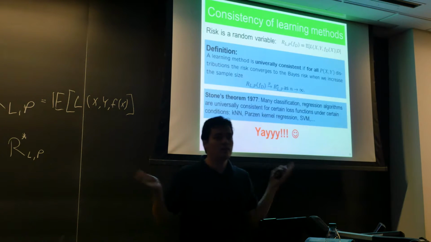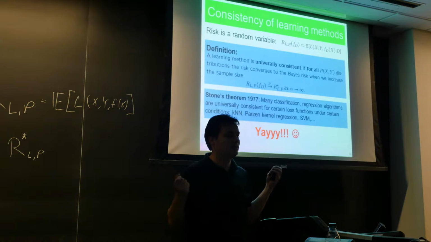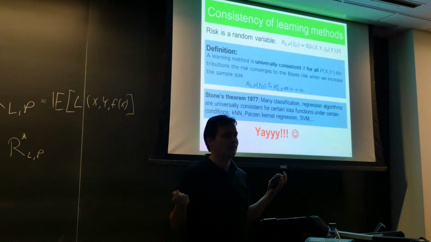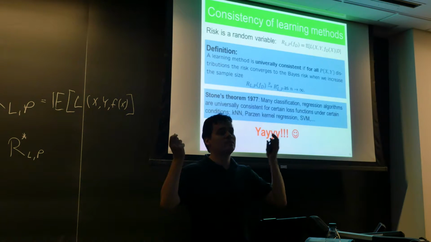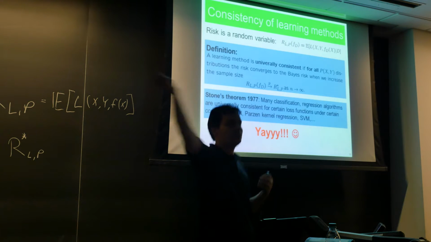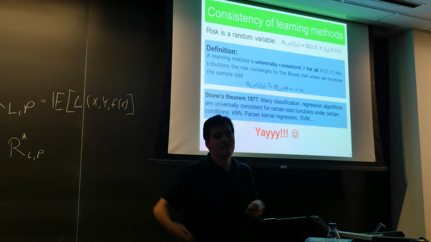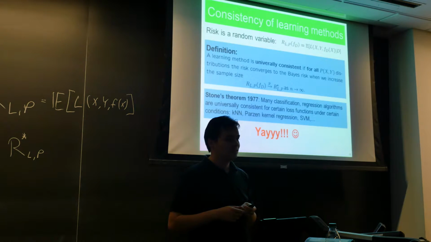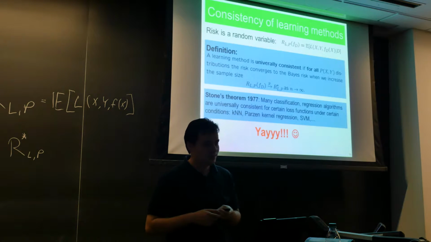And then we are done. That's what we wanted, right? So we can go home, because machine learning is solved. Bayes risk is the best theoretical thing you can hope for, and these algorithms all converge to that. You just have to have a large enough training set and infinite processing power.